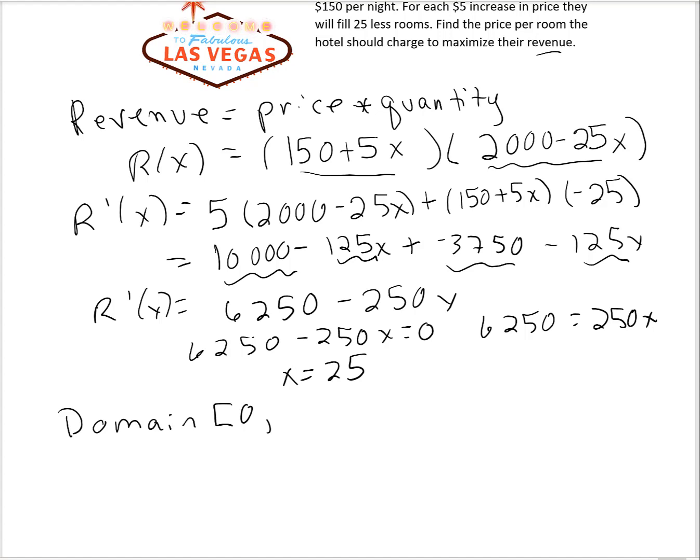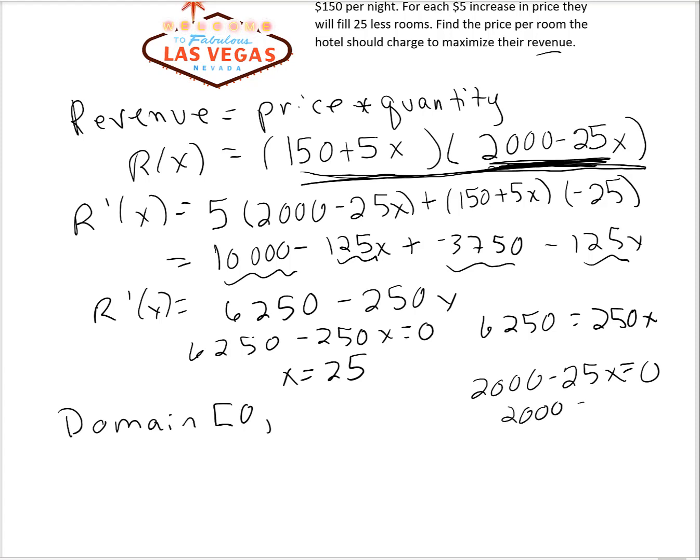So when I go to figure out the domain, you're back at the revenue function. The 150 plus 5x, well, we could do that forever. That wouldn't be a problem. You could increase as much as you wanted. But the problem would be that fewer people are going to come over time. So we want to look at when 2,000 minus 25x equals 0. What this says is, when have you made so many price increases that people no longer want to come to your hotel?